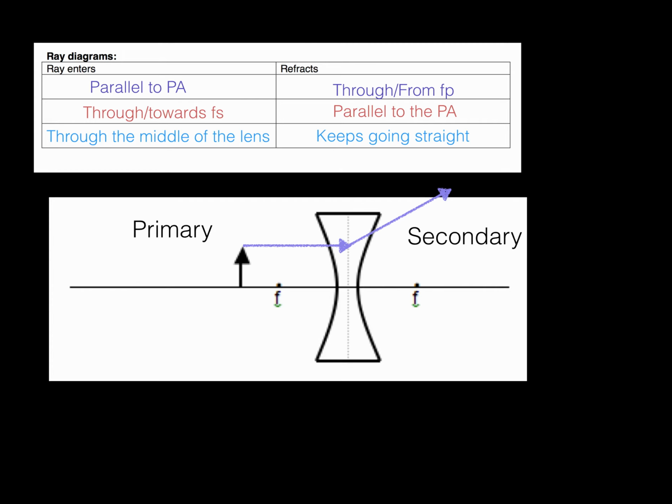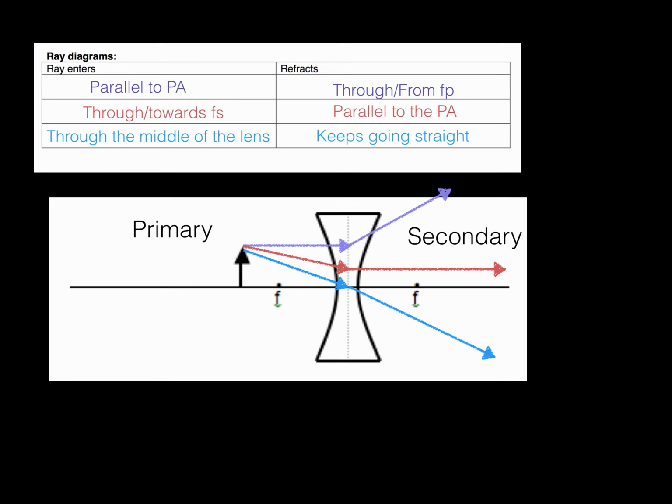The second line comes towards the secondary focus. Again, you can draw a dotted line to help guide your ray to where it bends at the middle of the lens. It refracts parallel to the principal axis. The third line comes to the center of the lens, and it keeps on going straight.